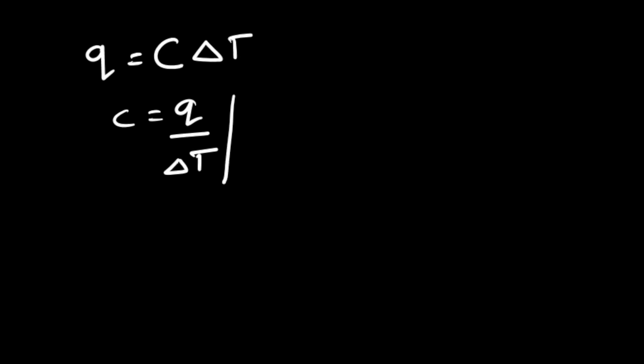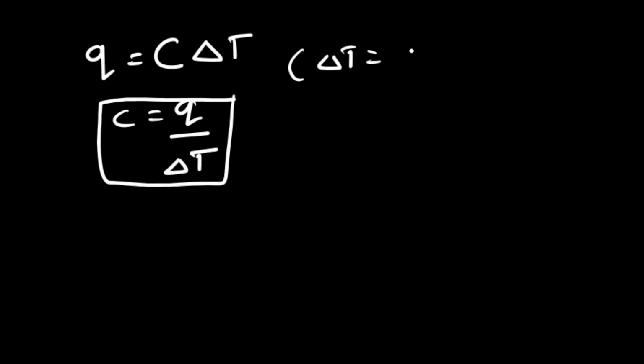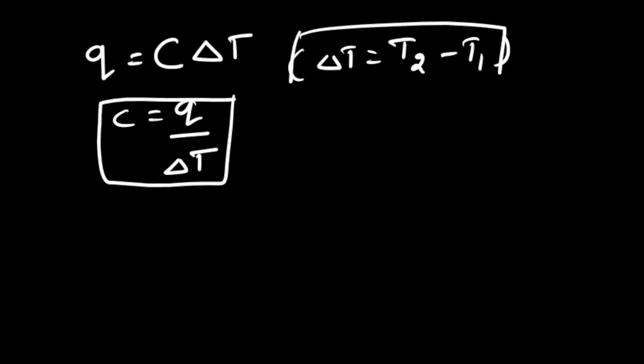Now, if I remove the proportionality sign, one new constant comes, that is C, which we call the heat capacity. So C is equal to Q by delta T. Here delta T is equal to final temperature minus initial temperature, T2 minus T1. Clear? Done. Next one, we have specific heat capacity.